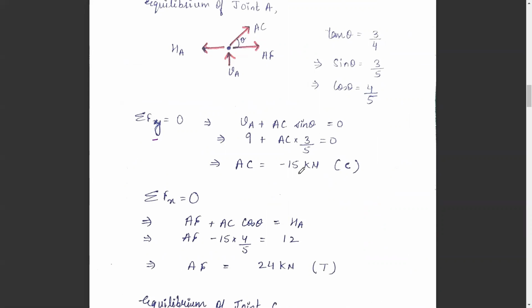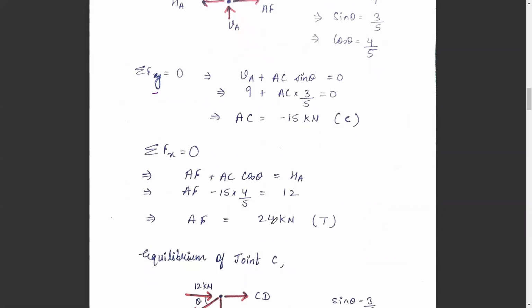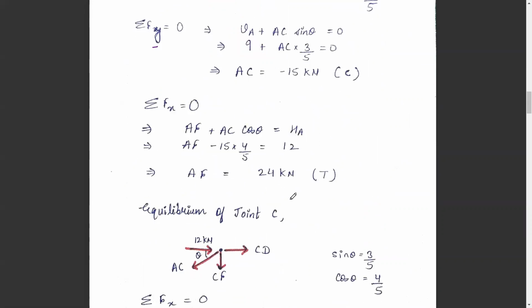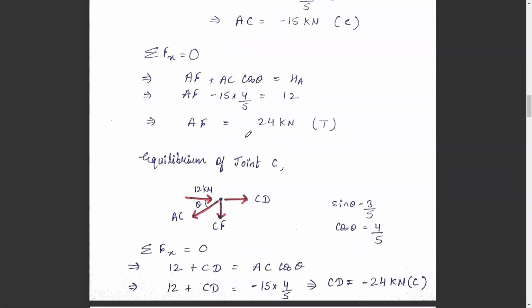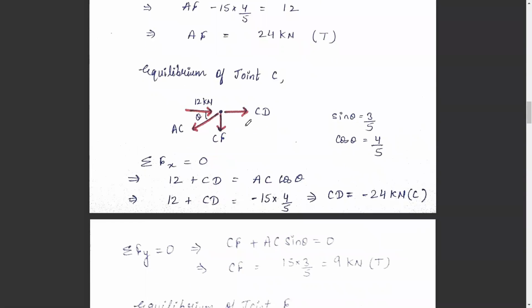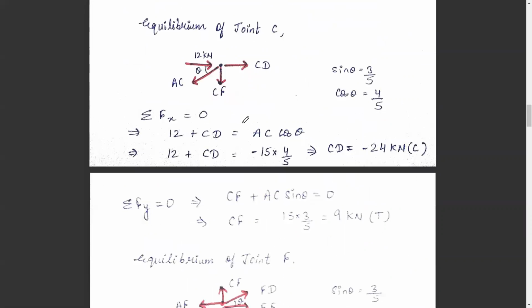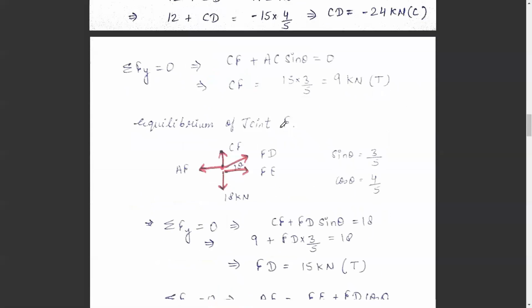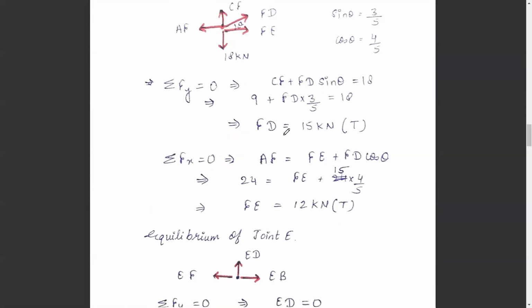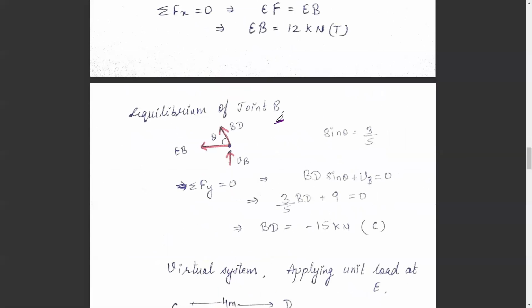The negative sign indicates that the member is compressive in nature, as initially we have assumed all the forces to be tensile. Hence the negative is compressive, whereas the positive we would consider tensile in nature. In a similar manner, we can calculate all the forces in the truss members by applying joint equilibrium at C and F, E and B.